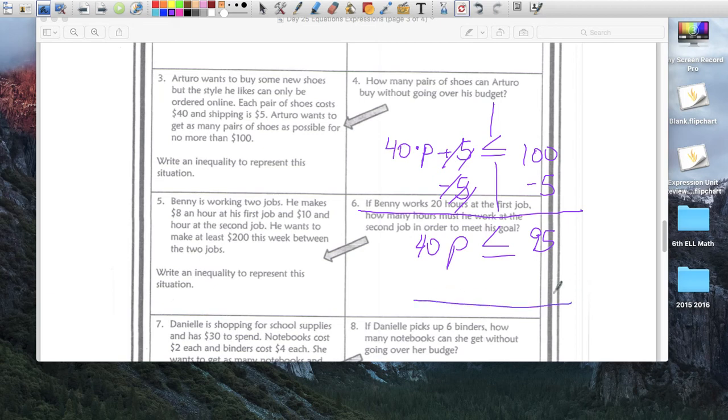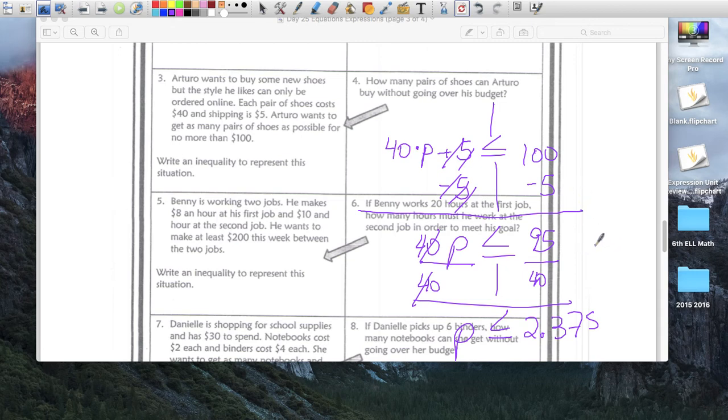Again, treat it like an equation when you're solving it. I'm going to divide this side and this side so p is all by itself. So p less than or equal to something. Divide by 40, and divide by 40 on the right side. 40 divided by 40 on this side is just 1p, or just p. And 95 divided by 40 is 2.375. That makes no sense.